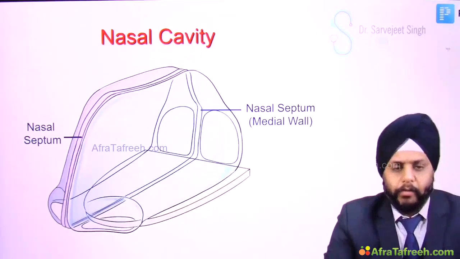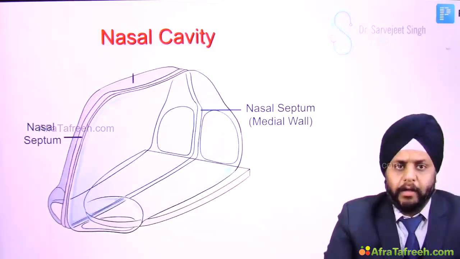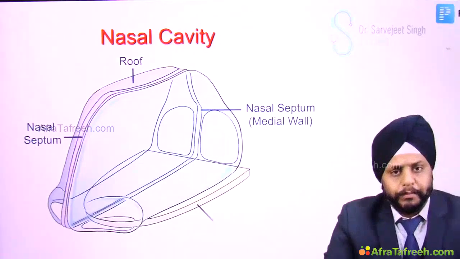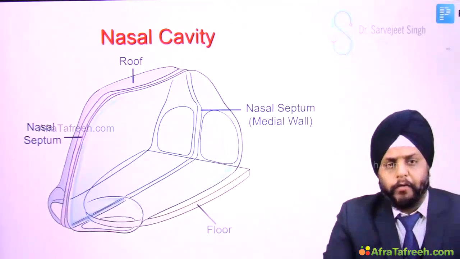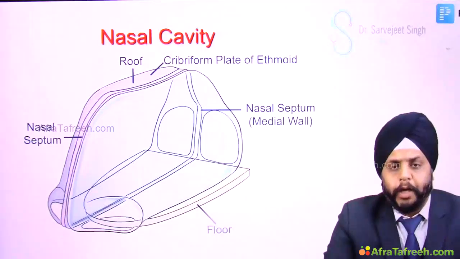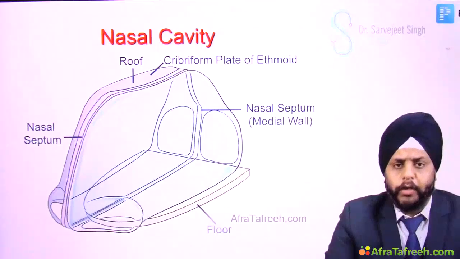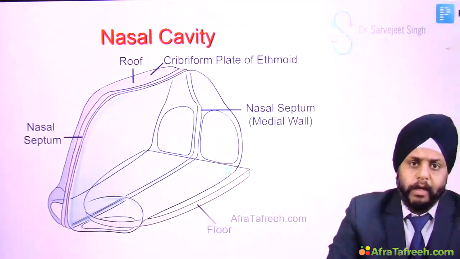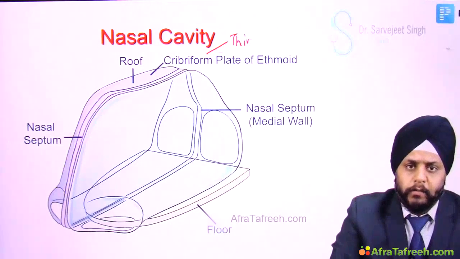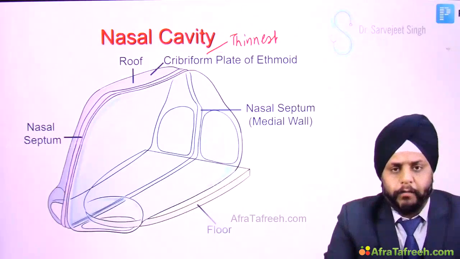Okay, so we can see the two nasal cavities on each side of the septum, and each nasal cavity has a roof and a floor. The roof we discussed earlier also is formed by cribriform plate of ethmoid bone. Remember, when I taught you ethmoid bone, I taught you the cribriform plate of ethmoid bone, and I also told you at that time that this is the thinnest bone in the whole body, right? So cribriform plate of ethmoid.